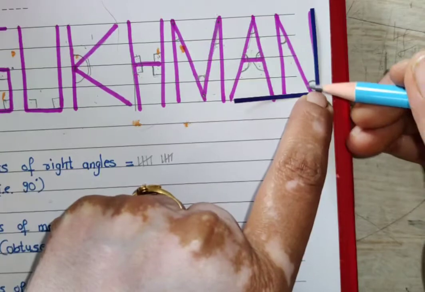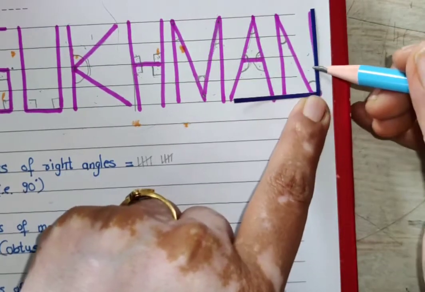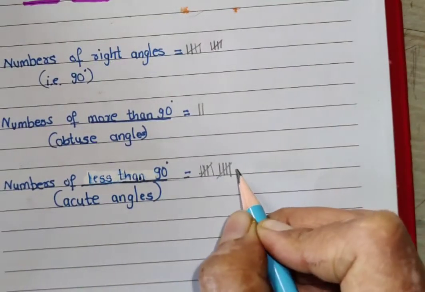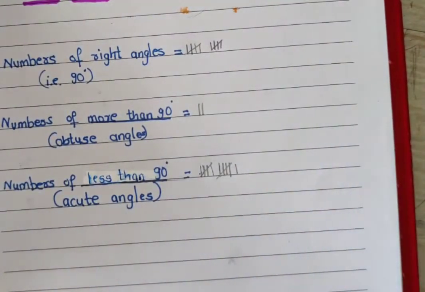See this angle, its line is still inside 90. So this angle is also an acute angle. So write down here one more acute. Okay, now it is time for us to count and write in figures.